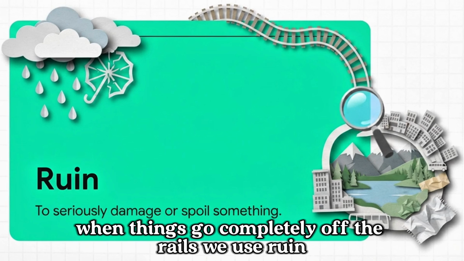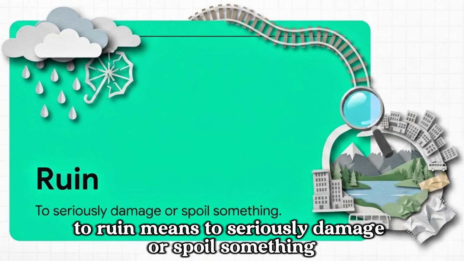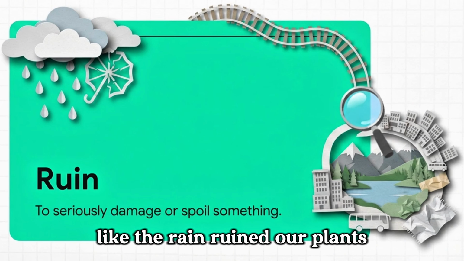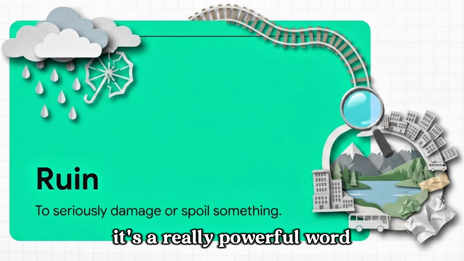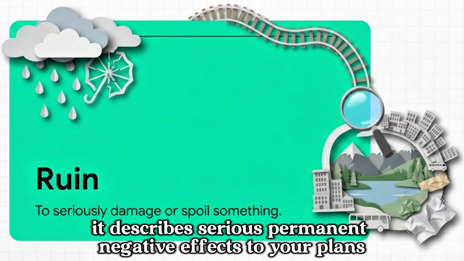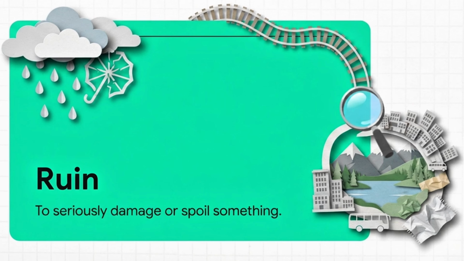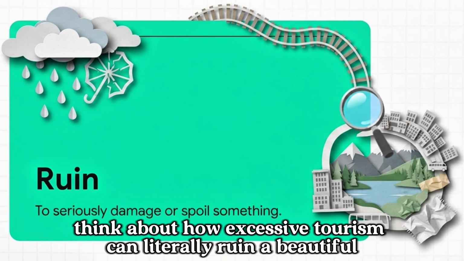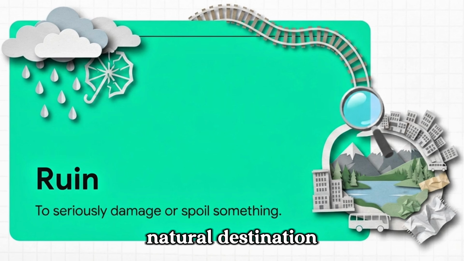When things go completely off the rails, we use ruin. To ruin means to seriously damage or spoil something. Like, the rain ruined our plants. It's a really powerful word. It doesn't just mean a little bit bad. It describes serious, permanent negative effects to your plans or even to places. Think about how excessive tourism can literally ruin a beautiful natural destination.